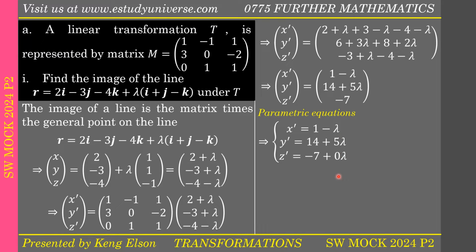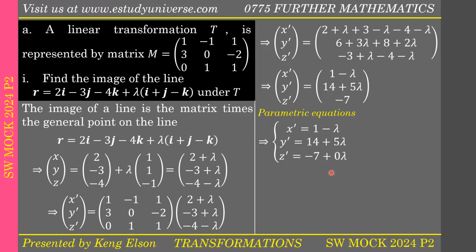Now we could actually end here. Since it was not specified, they just said find the image of the line, so we could leave the answer in parametric form, or in Cartesian form, or in vector form. So I'm going to write all the forms. Now this is a parametric equation of the image.